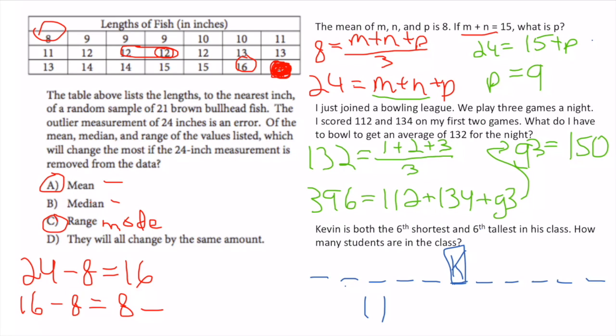Another way to interpret this would be that if he's the 6th shortest, that means there are 5 shorter than him and 5 taller than him. So 1, 2, 3, 4, 5, and 1, 2, 3, 4, 5. And then we also count Kevin himself.